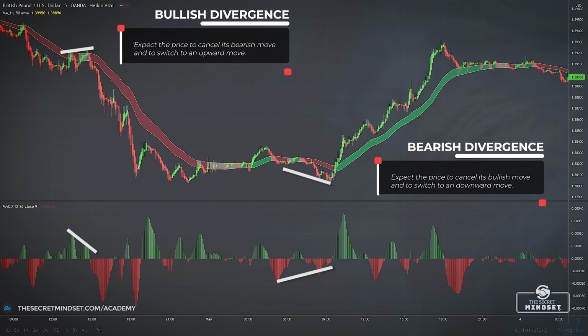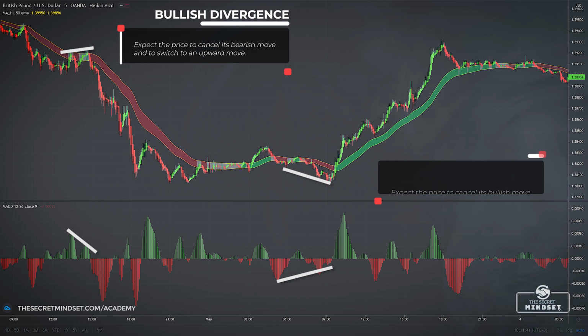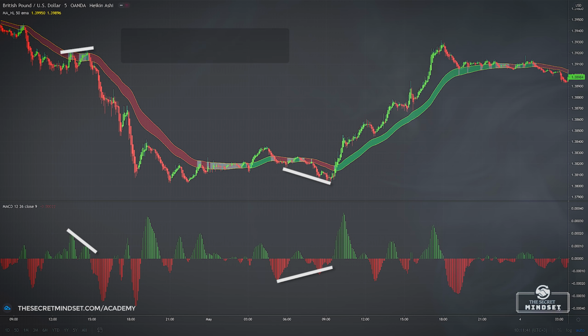When you spot a regular bullish divergence, you expect the price to cancel its bearish move and to switch to an upward move. When you see a regular bearish divergence, you expect the price to cancel its bullish move and switch to a downward move.